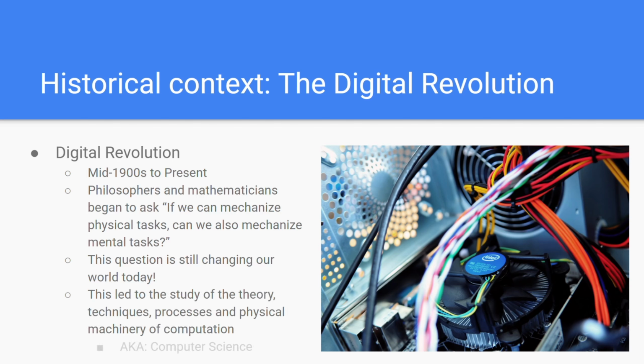And basically the idea here is, if we can mechanize physical tasks that a human does, can we mechanize mental tasks? Let's think about something you've used many times, which is a calculator. What's 9 times 7? You can do that in your head, but we now have a machine that allows us to not do that in our head. The earliest computers were just really big calculators.